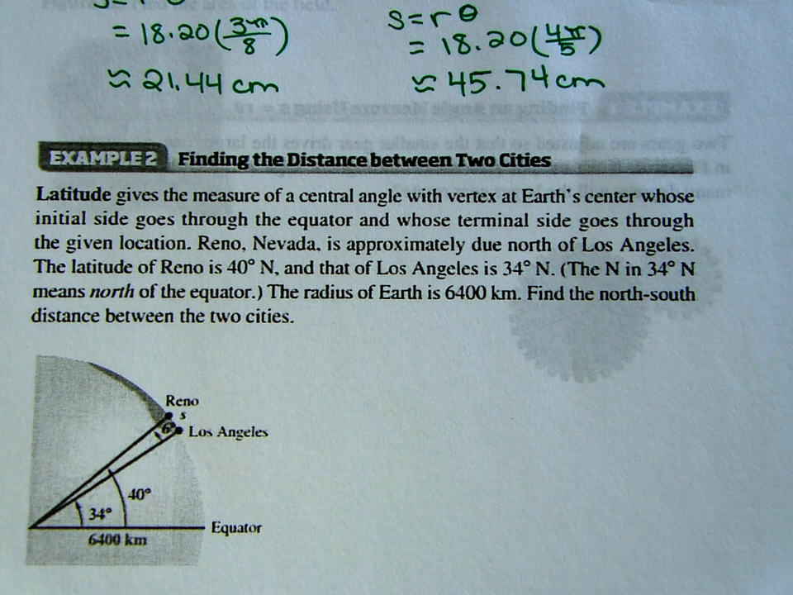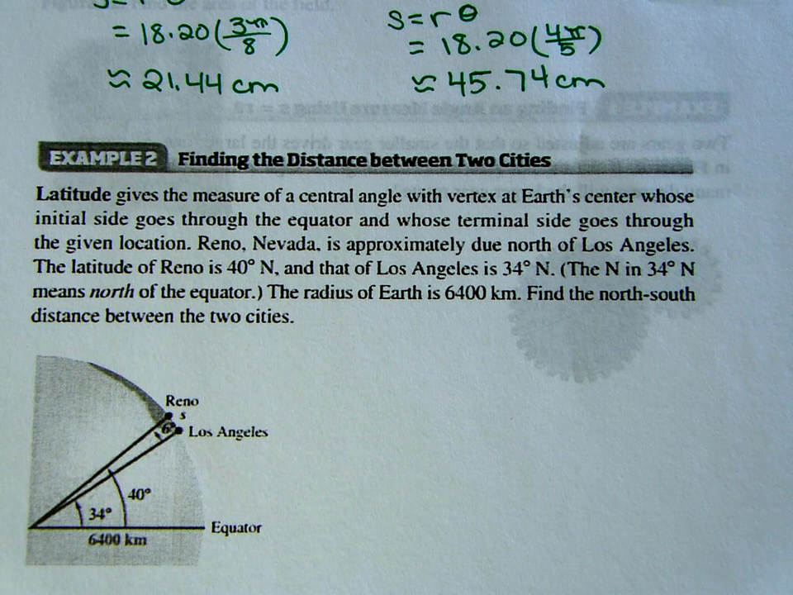It says latitude gives the measure of a central angle with the vertex at the Earth's center, whose initial side goes through the equator and whose terminal side goes through a given location. So Reno, Nevada is approximately due north of Los Angeles. The latitude of Reno is 40 degrees north, and that of Los Angeles is 34 degrees north. The north in the 34 degrees north means north of the equator. The radius of the Earth is 6,400 kilometers.